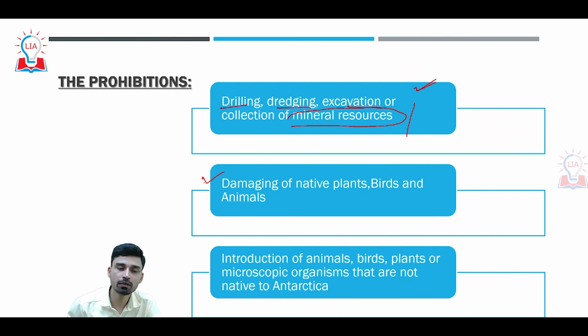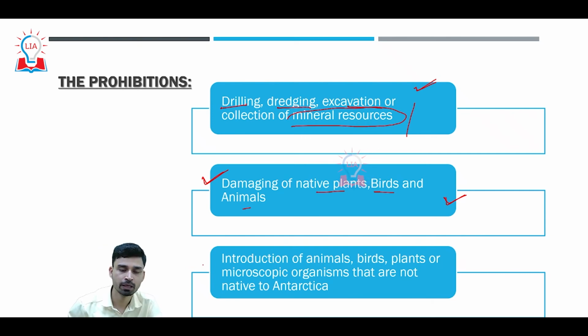Second, if anyone tries to damage the native plants, birds or animals of Antarctica by various means, either by firing a weapon or by catching particular animals or particular birds, in that case they will also be penalized and they can be sentenced to imprisonment.